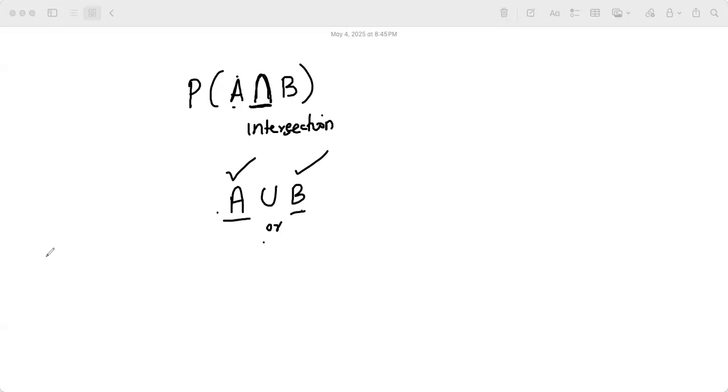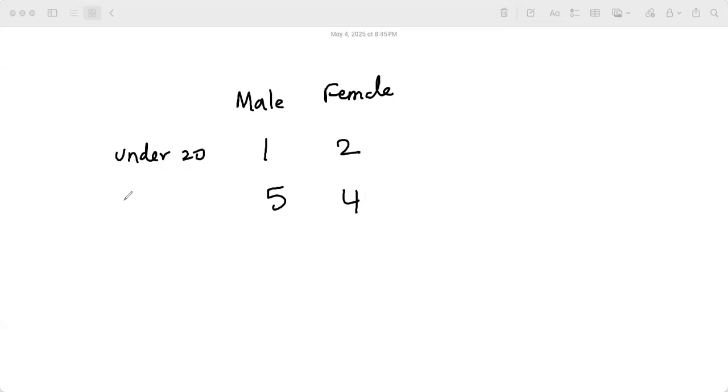How do you do this? How about this? I have this table: male, female, 1, 2, 5, 4. This is under 20, over 20.